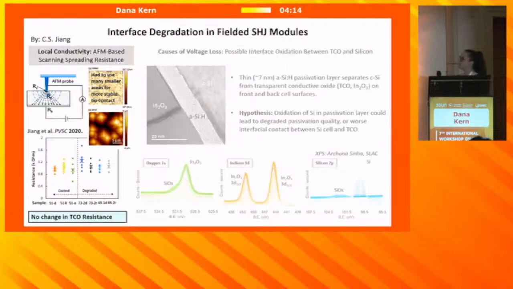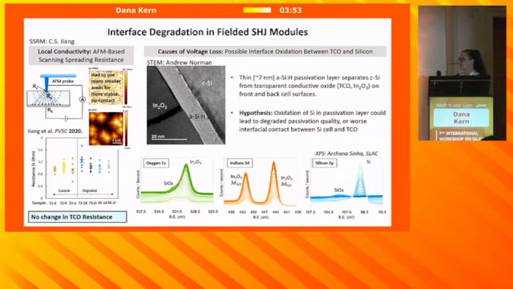So here we looked at other features of the front surface of this cell. This is an AFM-based measurement called scanning spreading resistance, where C.S. Jang was measuring the conductivity of the TCO to see if the TCO degraded. He found on average no statistical difference of the conductivity of the TCO between weathered modules and control modules.